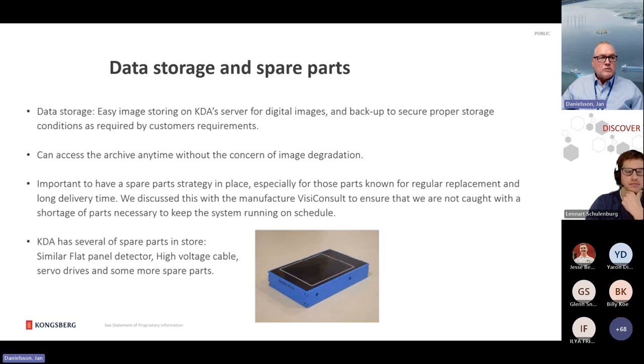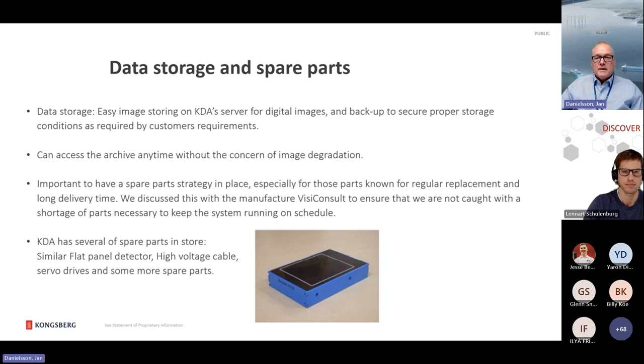And it is also very important to have a spare parts strategy in place, especially for those parts known for regular replacement and long delivery time. We discussed this with the manufacturer and the consultant, to ensure that we are not caught with a shortage of parts necessary to keep this system running on schedule. We have several spare parts in store. We have a similar flat panel detector, high voltage cable, servo drivers, and some more spare parts.